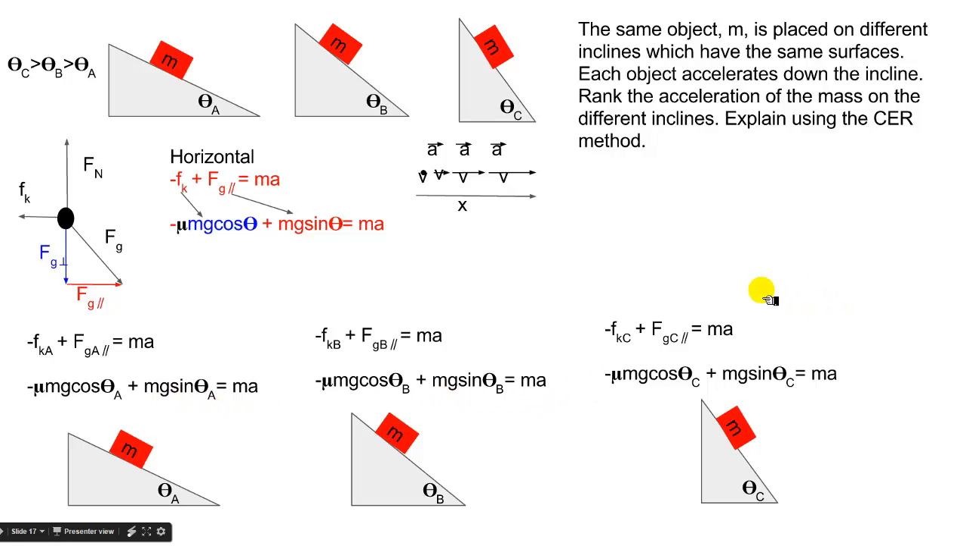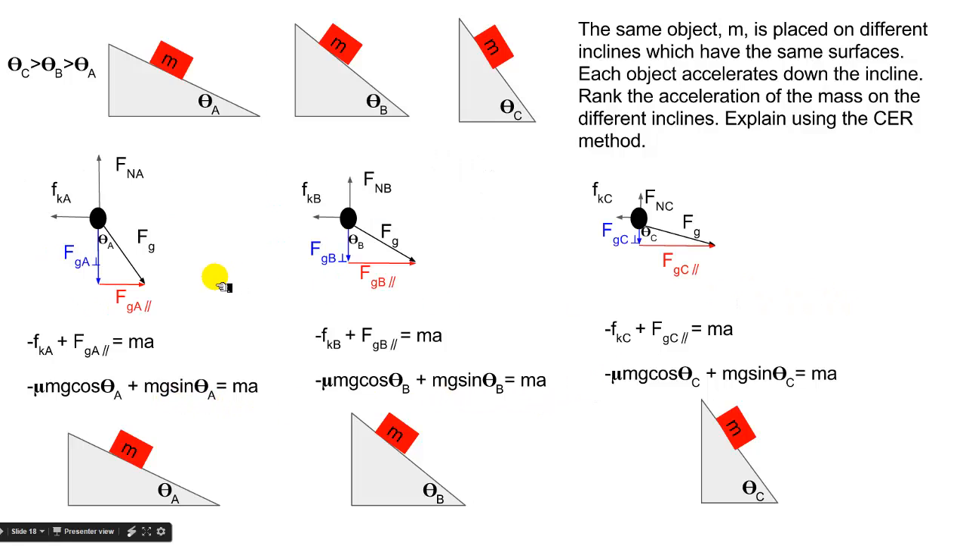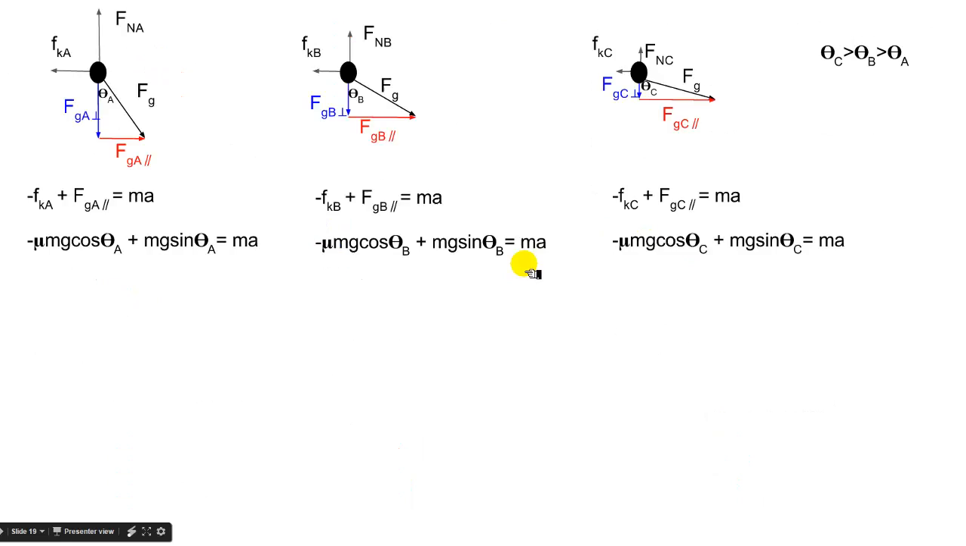And then if we look at the motion maps, look specifically at what's going on with the lengths of the parallel component. Notice the parallel component increases from A to B to C as the angle increases. Notice that the perpendicular component decreases as we go from A to B to C. That's important. So if we look at their specific equations, it would look like this.